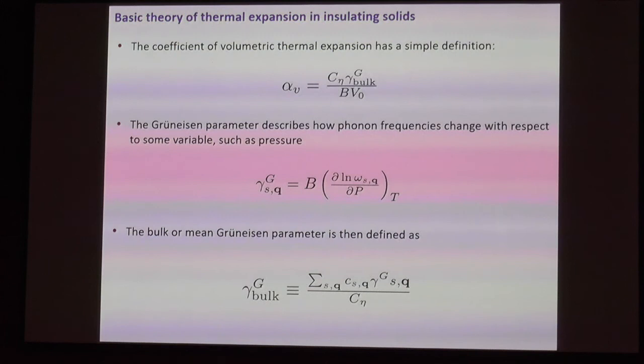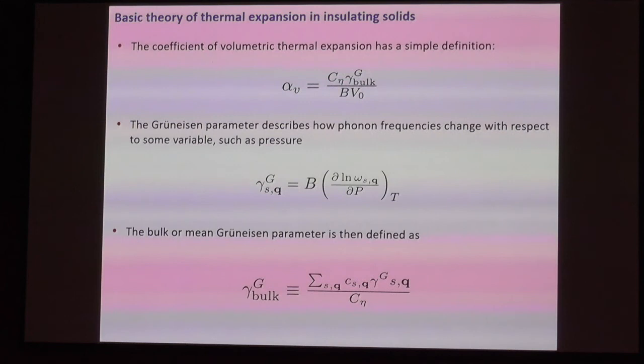Okay. So here this gamma G is the thermodynamic bulk Grüneisen parameter. I'll say more about that in a minute. And that's just multiplied by the specific heat, and that's at constant configuration. So for a given unit cell configuration, and in the denominator is just the bulk modulus at some temperature T and the volume. So it's a relatively simple expression.